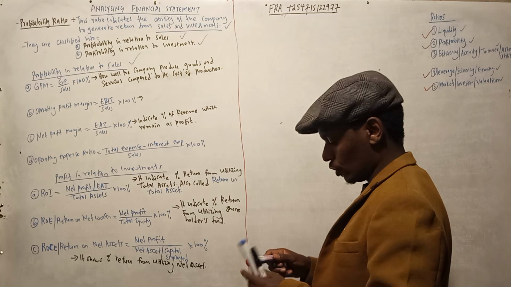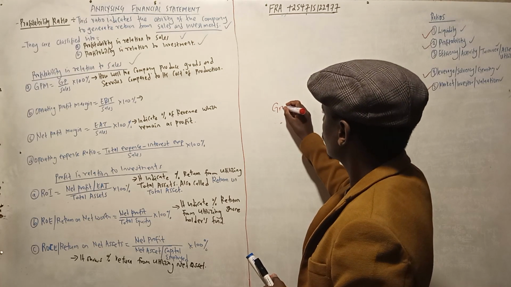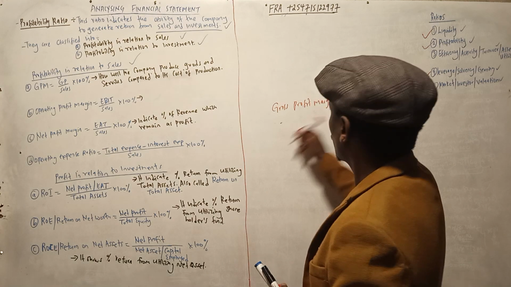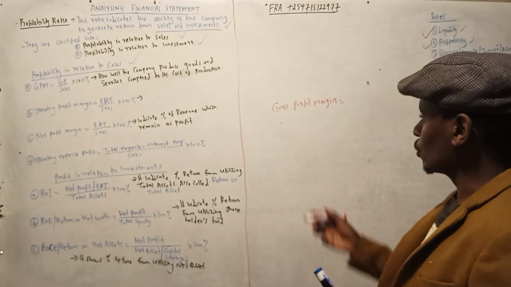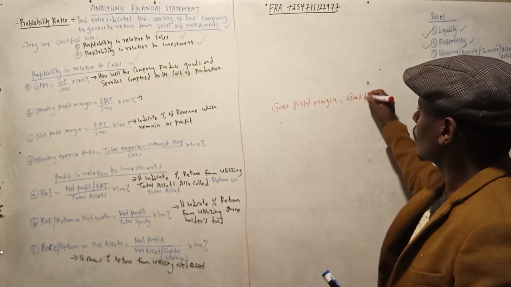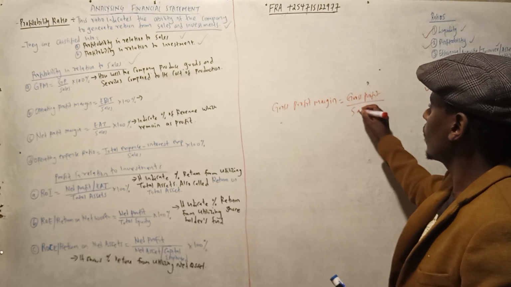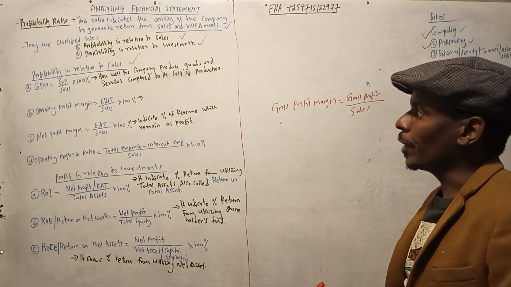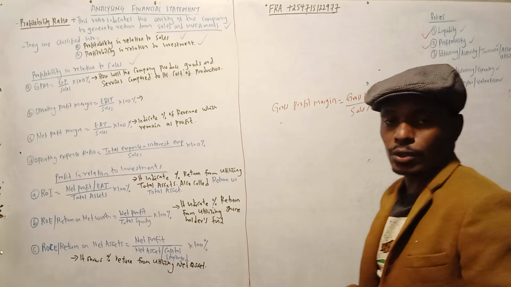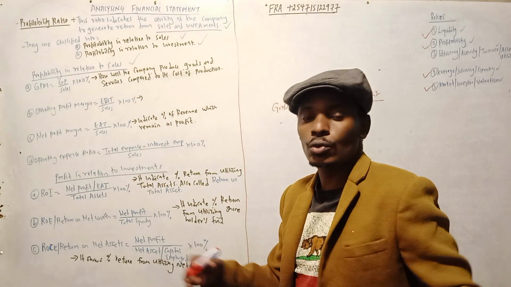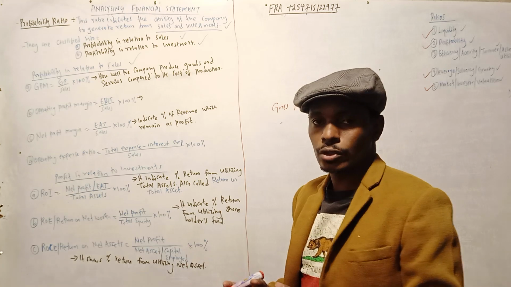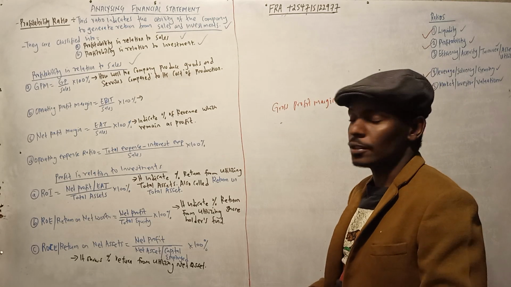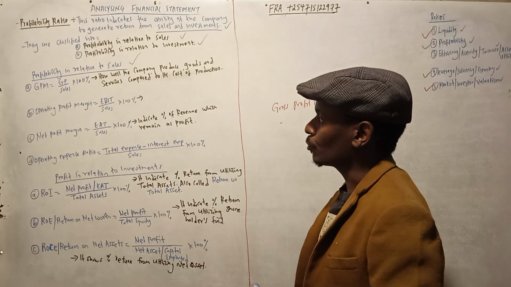We start with the gross profit margin. I've called it GPM. So GPM is equal to gross profit over sales times 100. It indicates how well a company has produced its goods when you compare to the cost of production. So if you have managed to cut on cost, then the gross profit will be good. That's how well the company has utilized its cost when you compare to the cost of production.